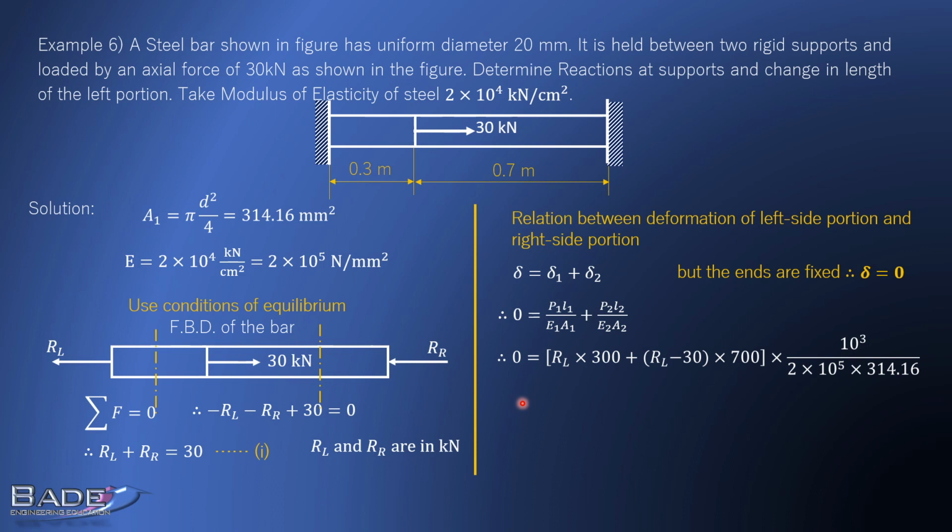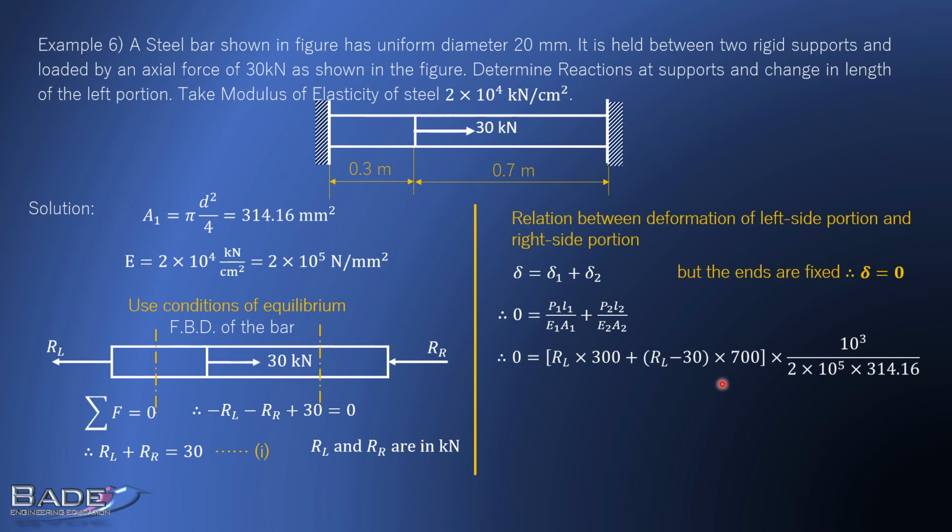0 is equal to RL, that is P1, into L1, that is 300 millimeters. Given is 0.3 meters, so it is 300 millimeters, plus force on second part, that is P2. P2 is RL minus 30 into 700. 0.7 meter is 700 millimeters.